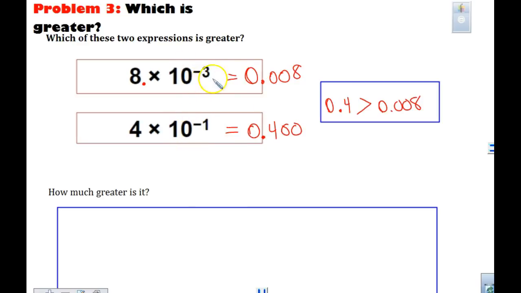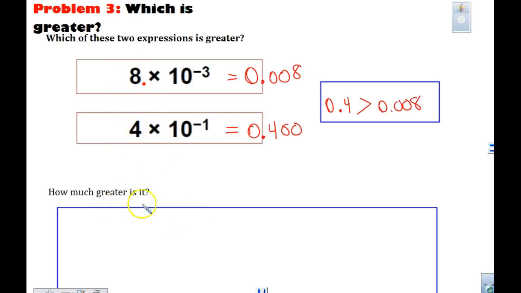And if you wanted to keep it in scientific notation, this negative exponent of negative 3 is telling us that we had to have the 0 with 2 zeros in front of it, whereas this one doesn't have any zeros before the 4. So this one is definitely much smaller.